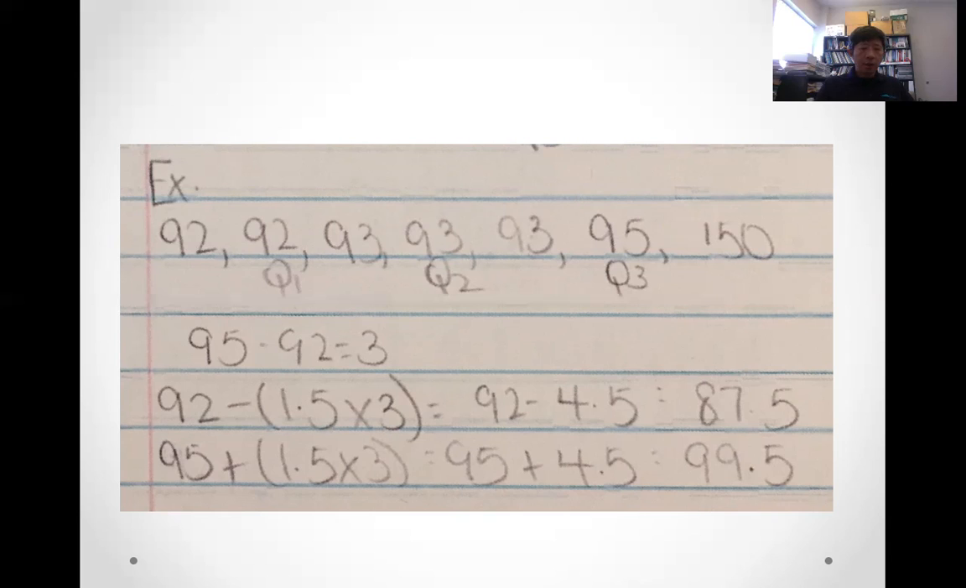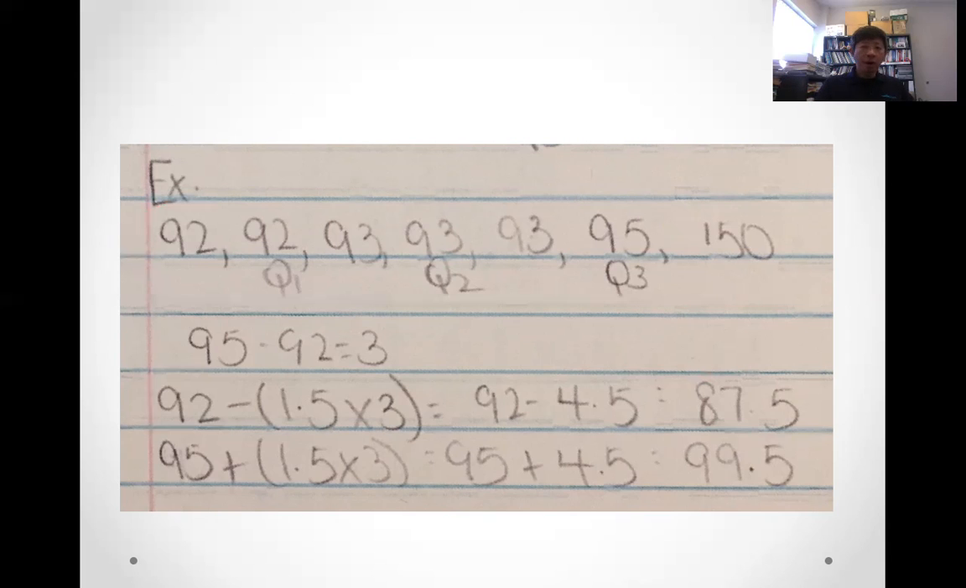Now we take the number, okay? The least number, Q1, minus 1.5 times 3. So we're gonna find 87.5. Okay, any number less than 87.5 is an outlier. Do we have a number less than this? No.